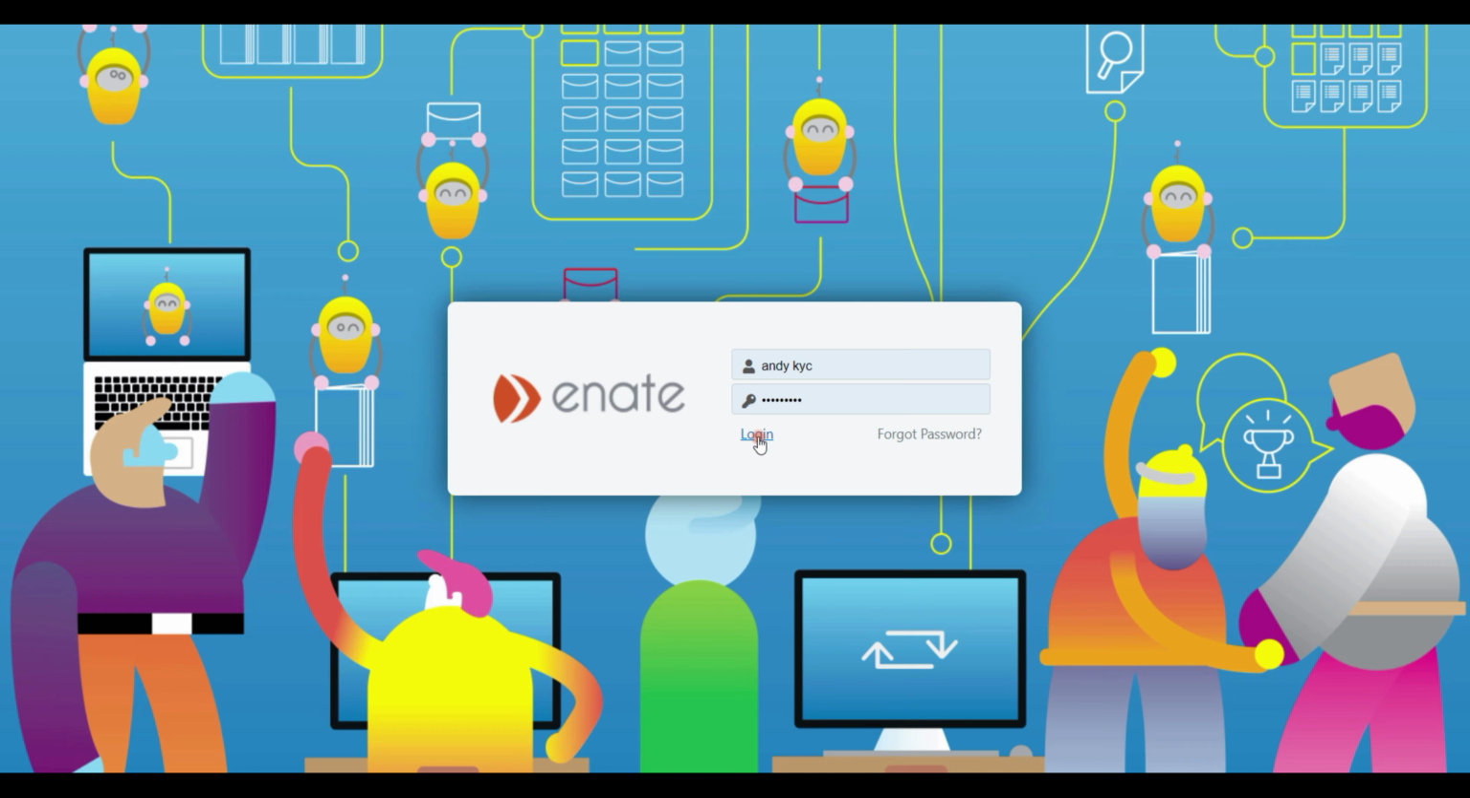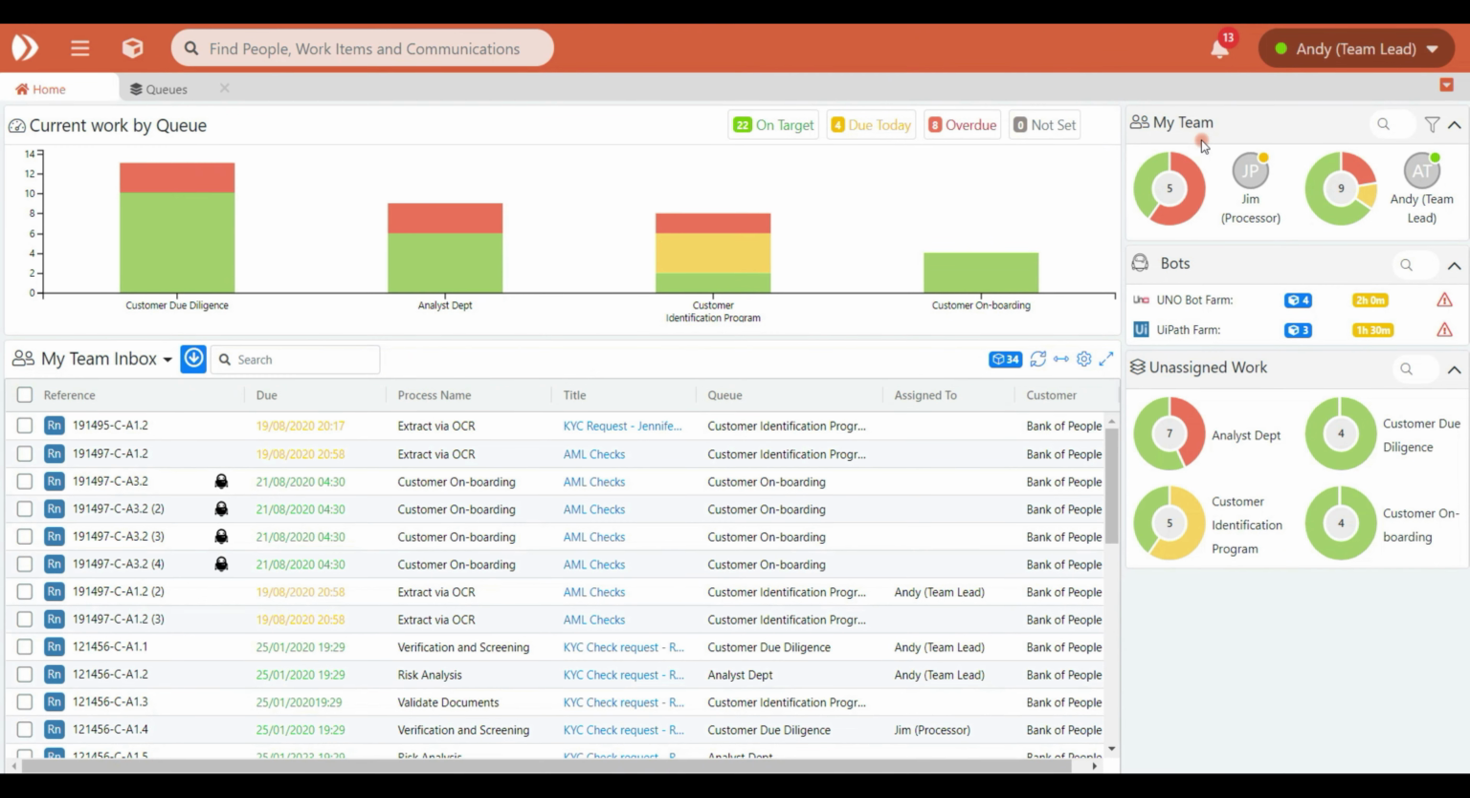Let us log in as Andy, who's a team manager. On the top right-hand side, Andy can see all the team members working with him. Each team member has a donut next to them, which indicates the number of work items that individual is working on at that point in real time. On the bottom right corner of the screen are unassigned work items across different queues that have not yet been picked up by any resource for processing.